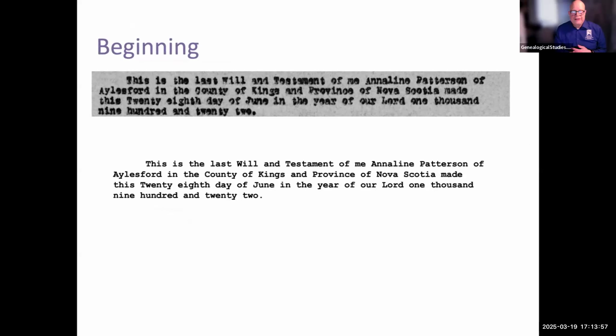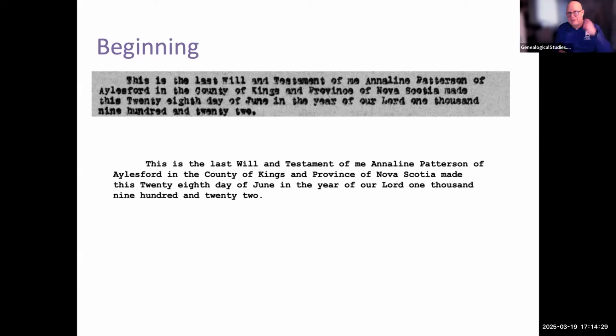And actually, let's take a look. So here's how it starts. She says, "This is the last will and testament of me, Annalene Patterson of Aylesford in the County of Kings and Province of Nova Scotia, made this 28th day of June in the year of our Lord, 1922." So, simple beginning. She says who she is, where she's from. Where she's from is really important because that will nail down the jurisdiction where the will has to get probated if she dies in that jurisdiction.